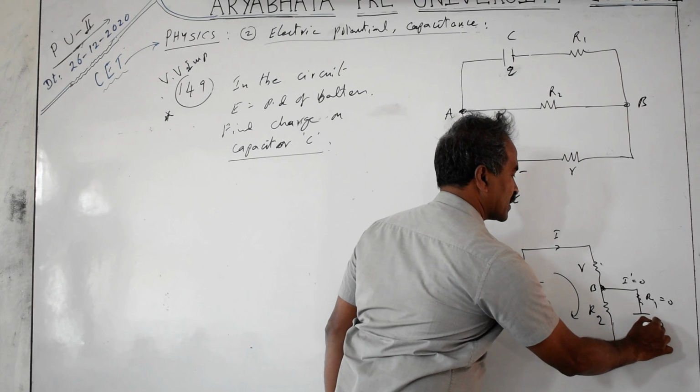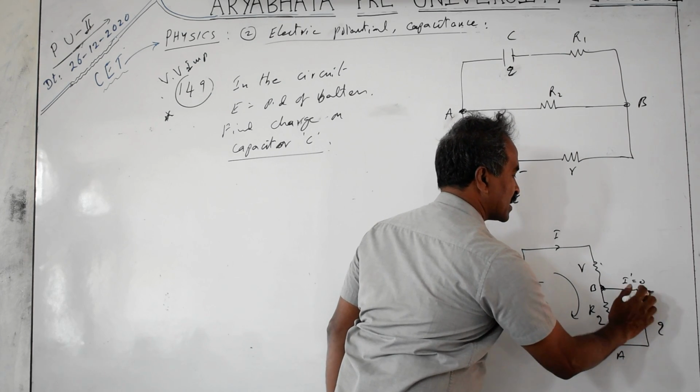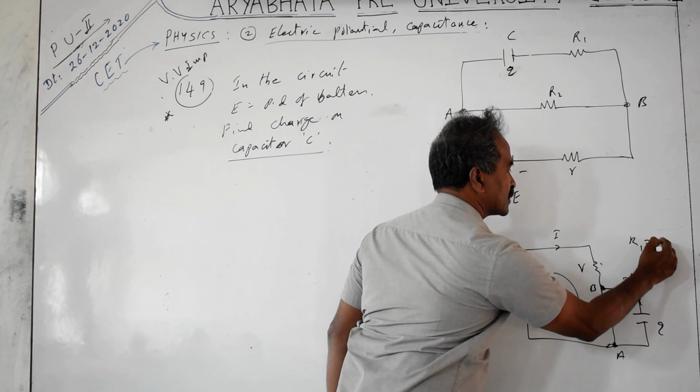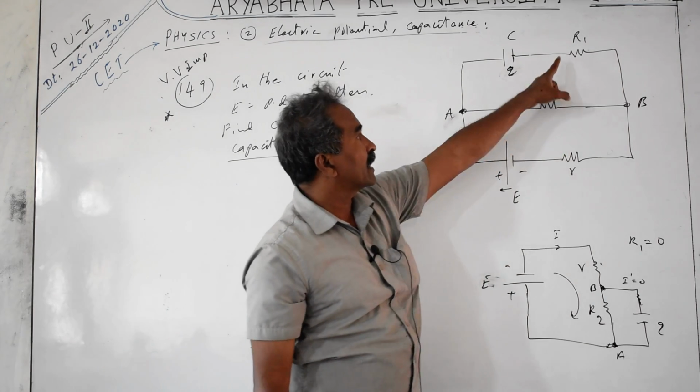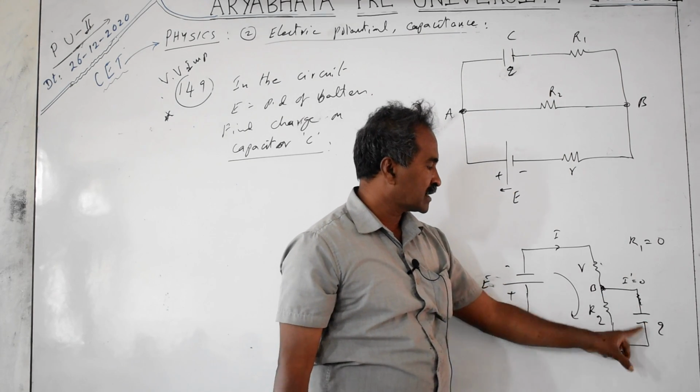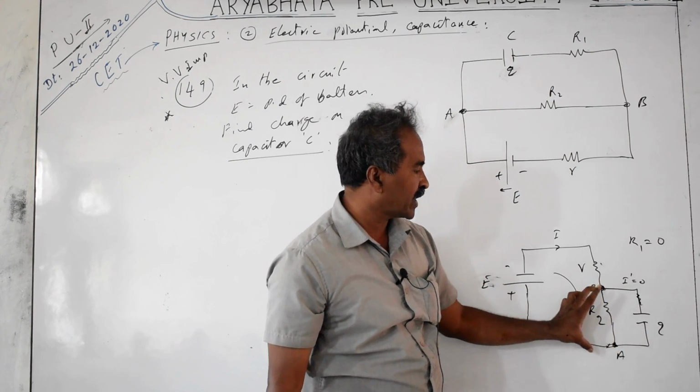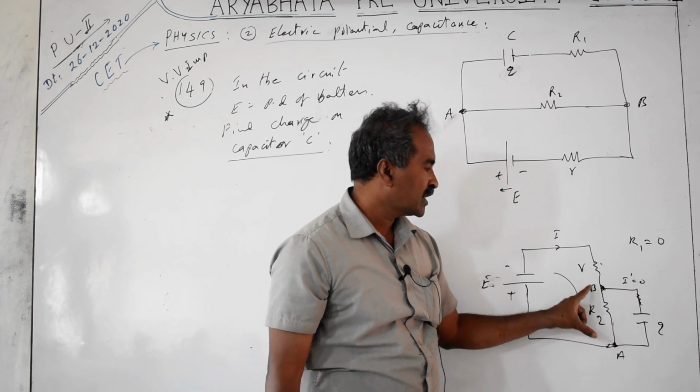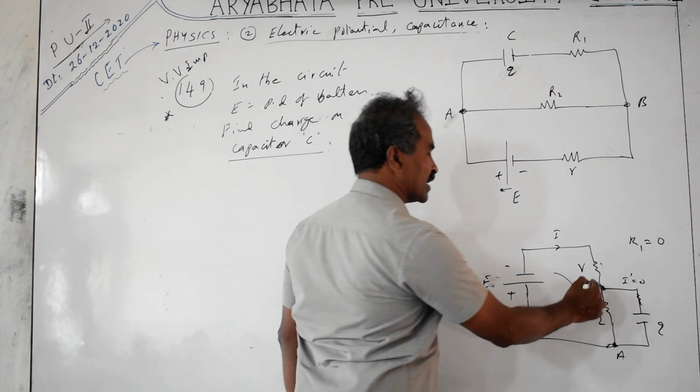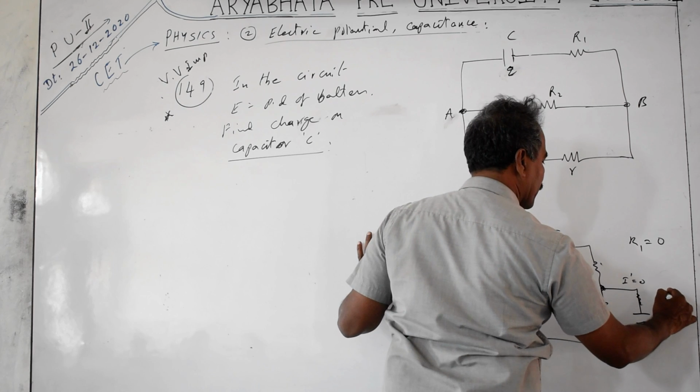The charge on the capacitor is Q, and the series resistance R1 you take as 0 after a long time. That resistance becomes equal to 0. So the current is not passing through this. The voltage across this is equal to the voltage across this. So you have to find VAB. What is the voltage across this AB? It is VAB.